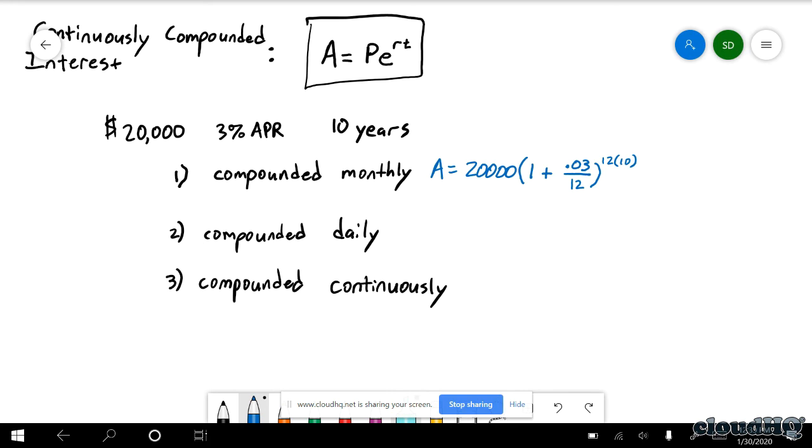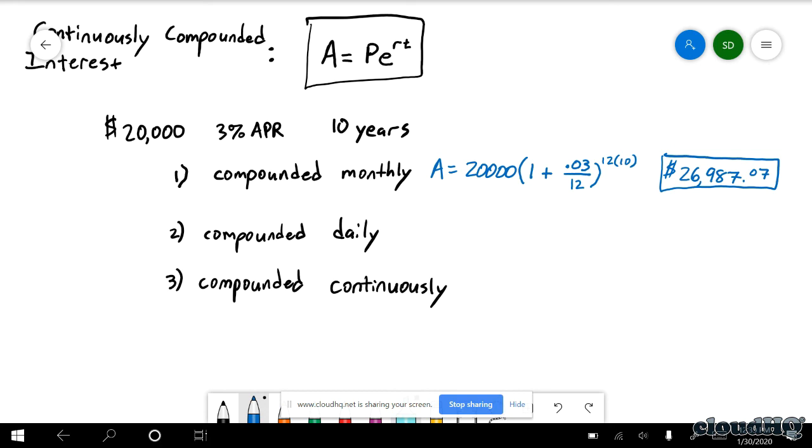This material, like these first couple questions, were assessed on your quiz already, so hopefully you're okay with these first couple. We get $26,987.07. So you made just shy of $7,000 in interest in those 10 years.